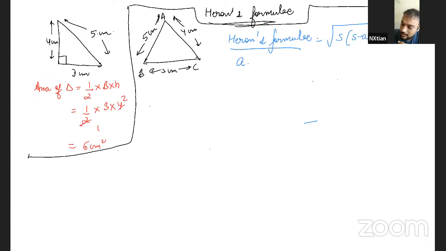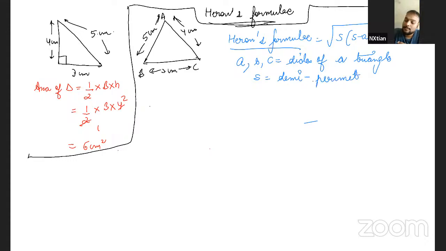Where a, b, c are the sides of a triangle, and s is basically the semi-perimeter. Now, what do you mean by semi-perimeter? Semi-perimeter means, what is perimeter?